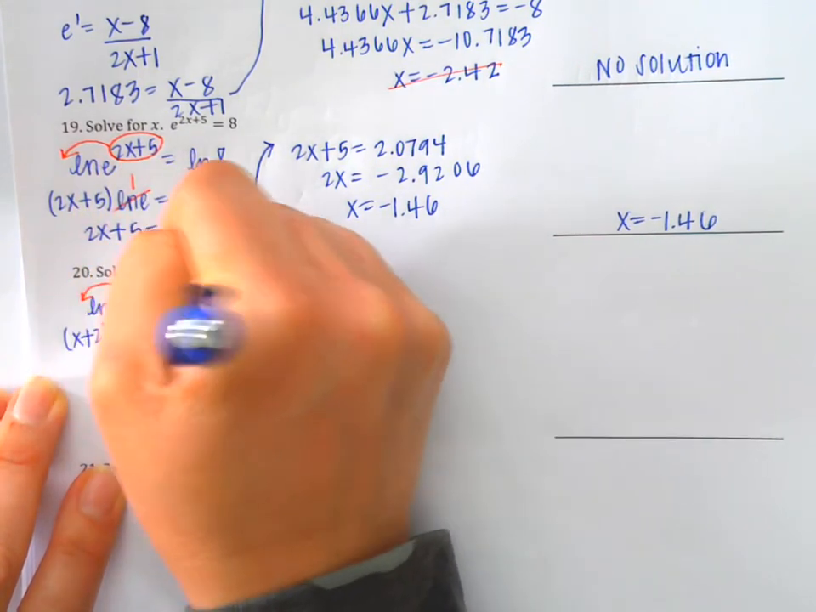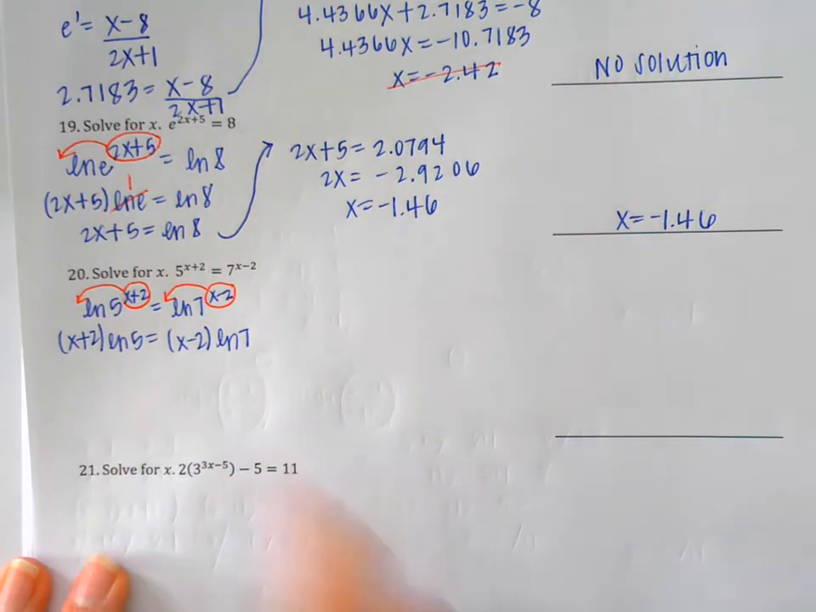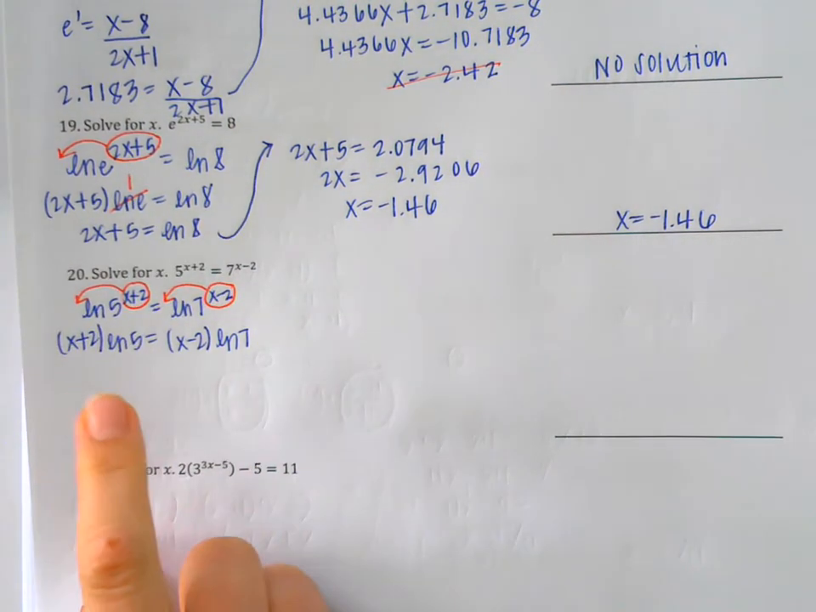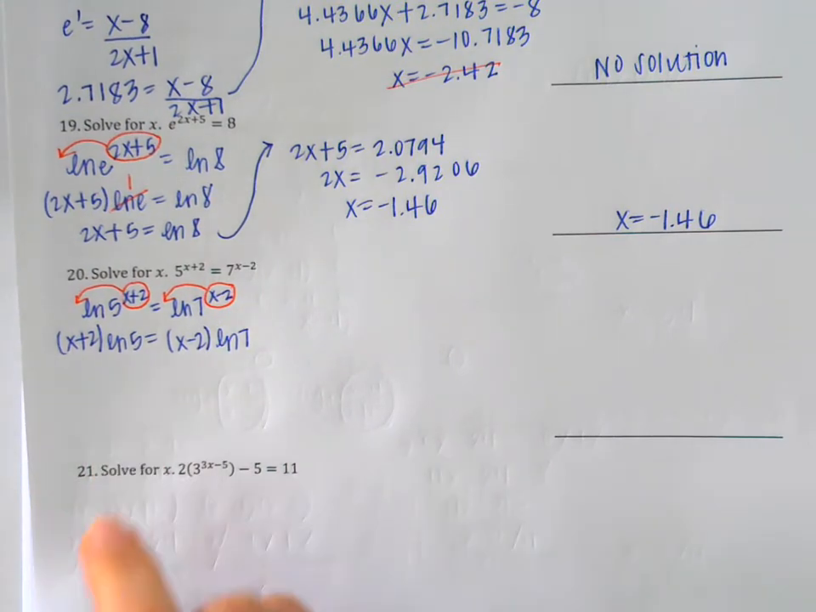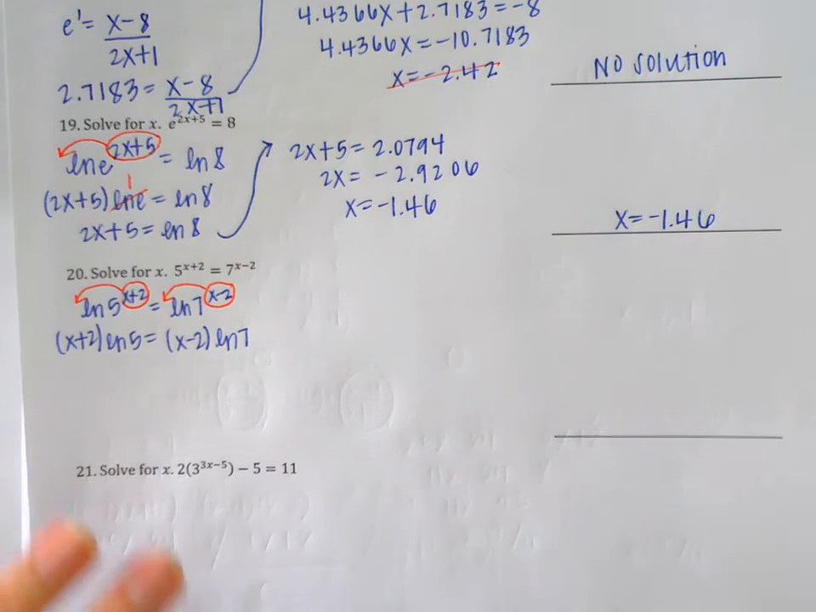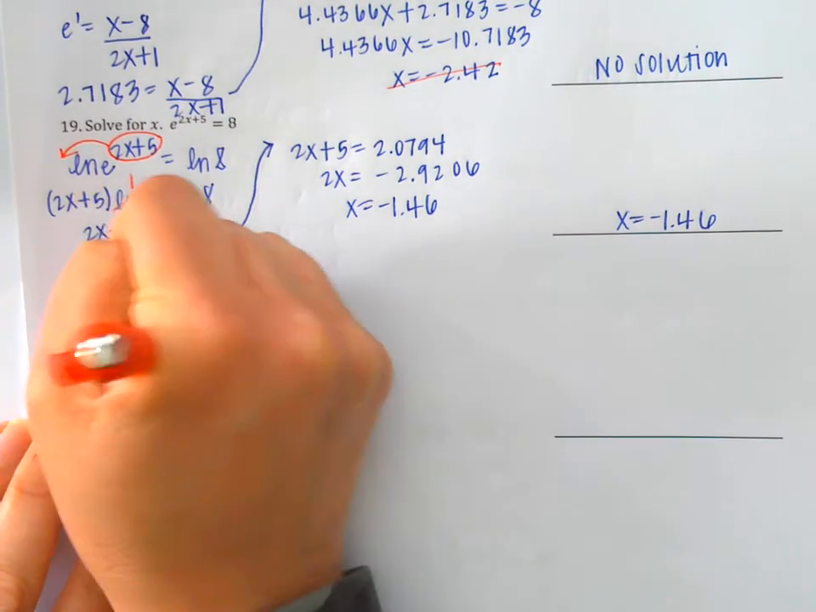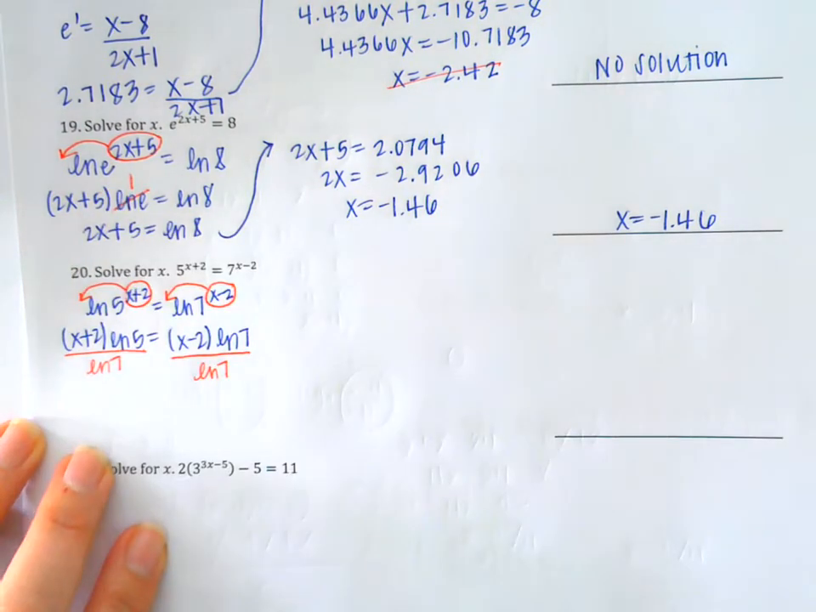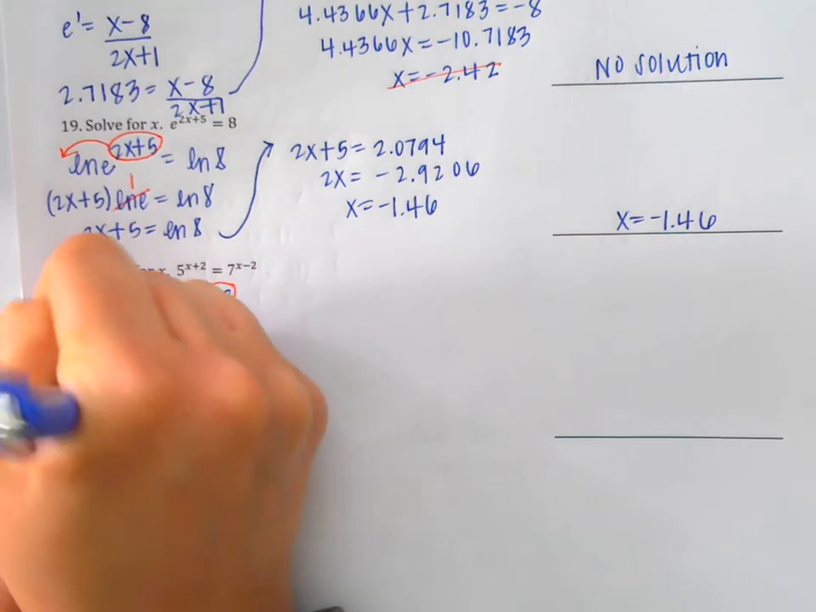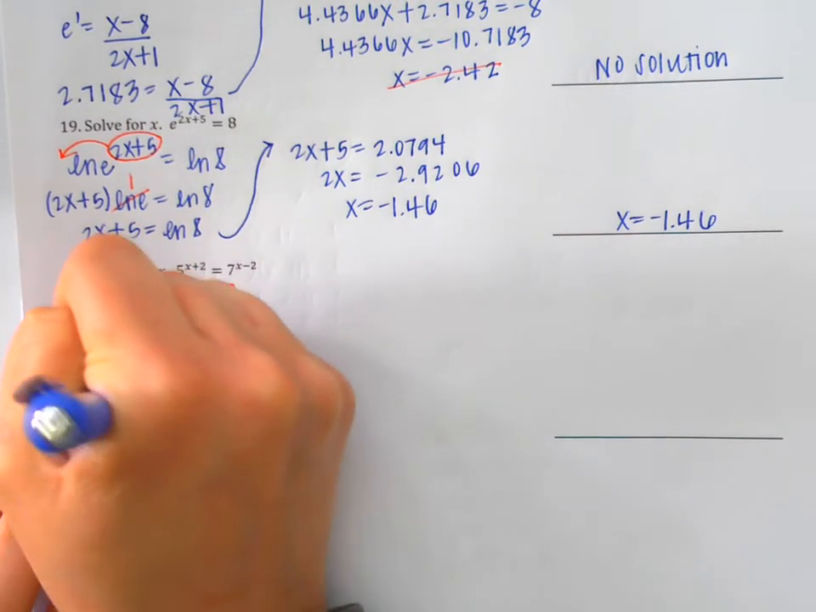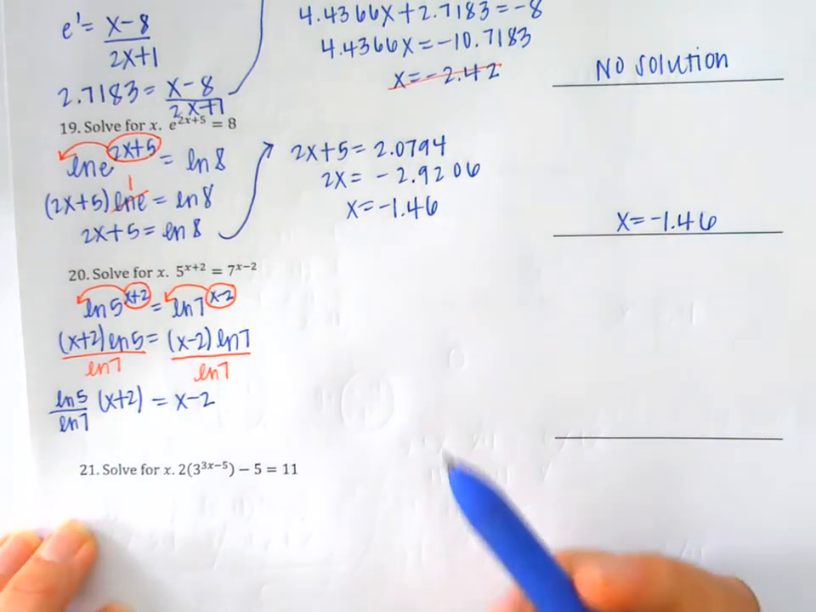And then x minus 2, ln of 7. Now, both sides are pretty basic, because remember I would say move the other ln to the more basic side. Both of these sides are pretty basic, so I'm just going to divide the ln of 7 from both sides. But it doesn't matter. You could have divided by ln of 5 on both sides. It's fine. Okay, so ln of 5 and ln of 7. I'm going to simplify that in my calculator. And then x minus 2 is now by itself.